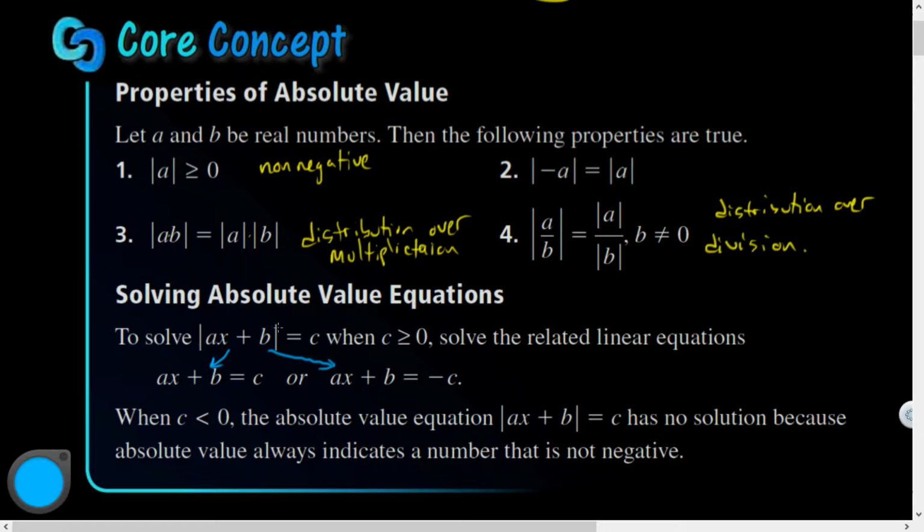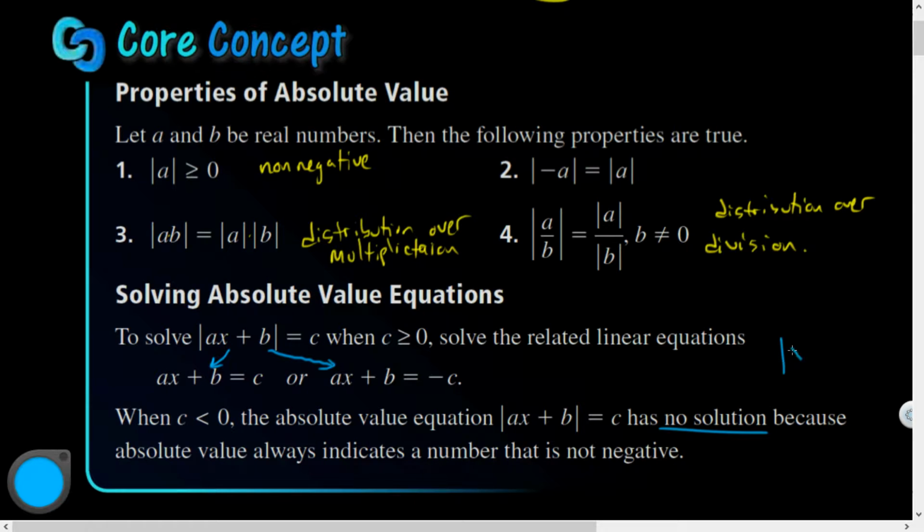It lost the absolute value bars, right? And then what's the similarity or difference between these two? Yeah, it loses the absolute value and it's equal to the opposite of C, or negative C is what they said. So, and then it's got a third situation. It says if C is ever negative, then there's no solution.